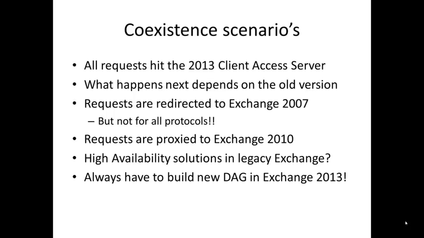Do you have any high availability solution in your previous Exchange version, like a CCR cluster in Exchange 2007 or a database availability group in Exchange 2010? You have to build a new database availability group in Exchange 2013 and move your mailboxes from the old HA solution to the new DAG in Exchange 2013. Related to this, it's not possible to in-place upgrade any Exchange version to Exchange 2013. An in-place upgrade is not supported, only when you are upgrading from RTM to CU1, for example.